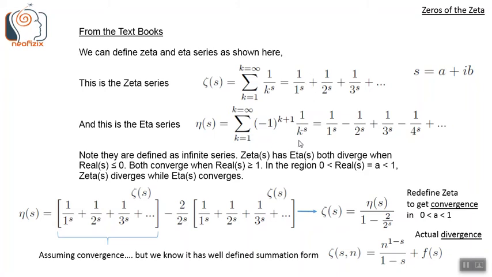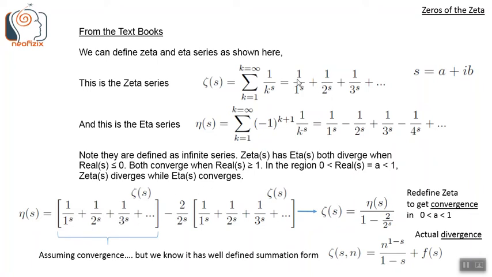So these things are defined as infinite series. When the real part of s is less than or equal to 0, both these series diverge. And when the real part of s, that is a, is greater than 1, then both these series converge. But in the region where a is between 0 and 1, or the real part of s is between 0 and 1, the zeta series diverges, but the eta series converges.